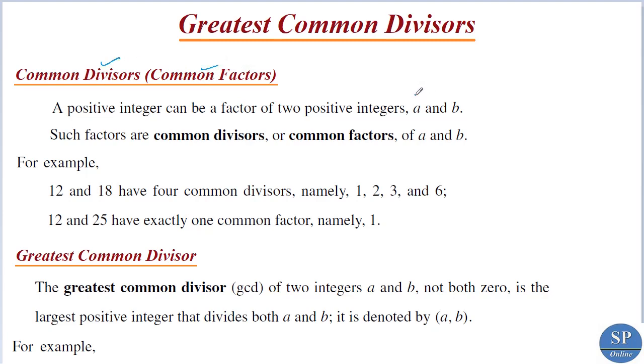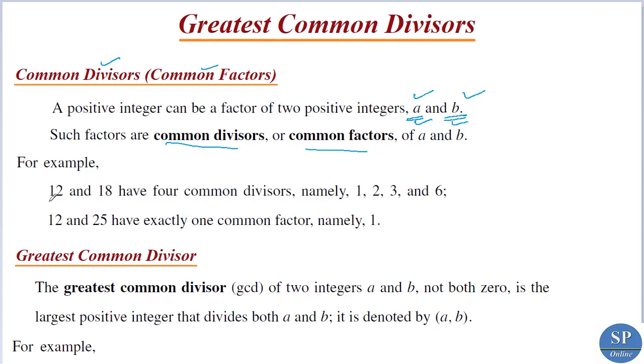Suppose we have two positive integers a and b. Sometimes we can find a positive integer which is both a factor of a and a factor of b. Such factors are called common divisors or common factors. That is, a common factor of two positive integers a and b is a positive integer which is a divisor or a factor of both a and b.